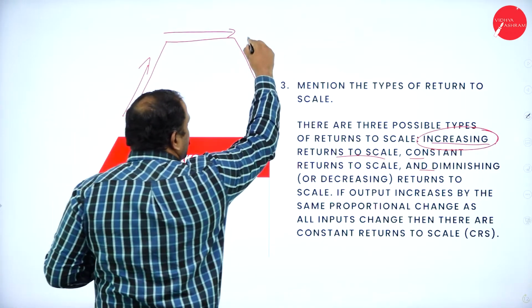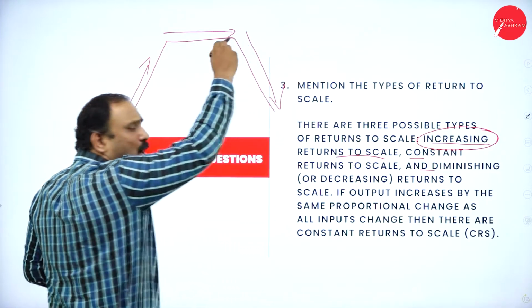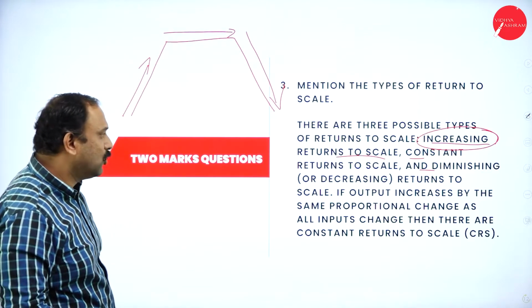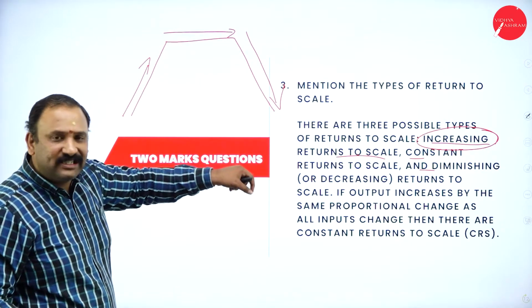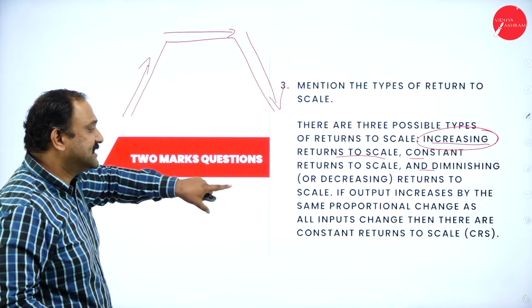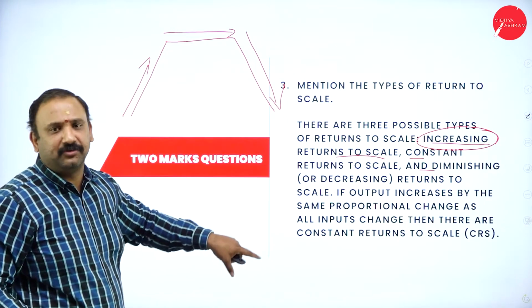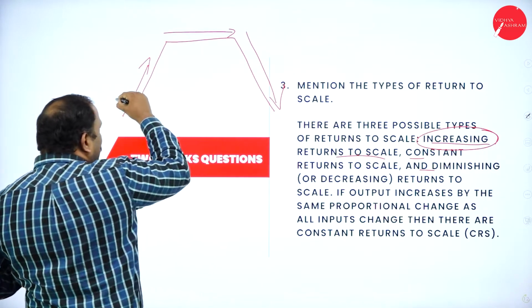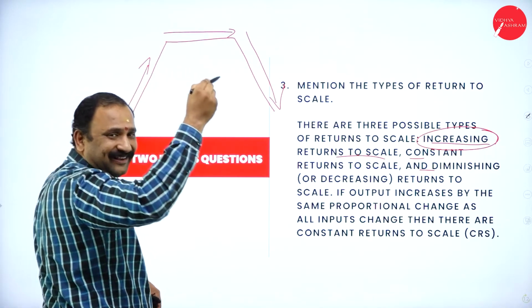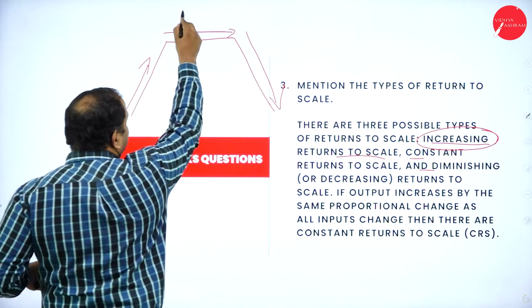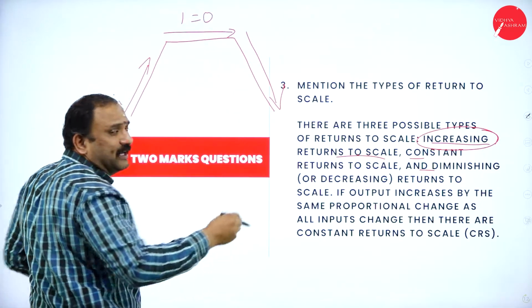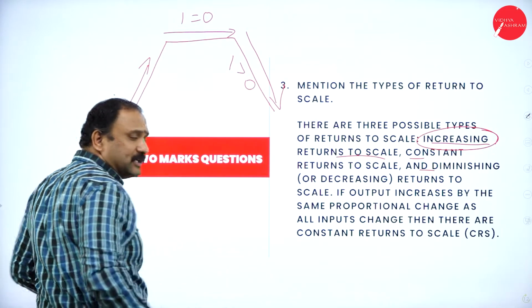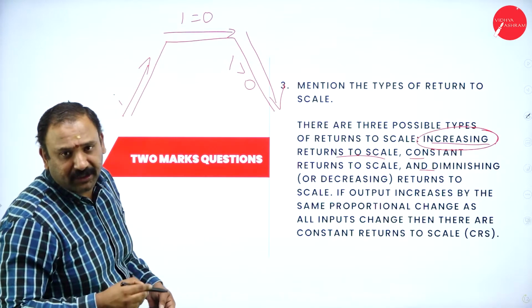Once you're done with it, you will start flowing downwards, which means it's a diminishing return. So overall, if the output increases by the same proportional change as the input change, then it is constant returns to scale. At one given point of time, if the output increases over the input, that's increasing. When the input matches the output, it is constant. When the input is high and the output is on the lower side, it becomes a diminishing return to scale.